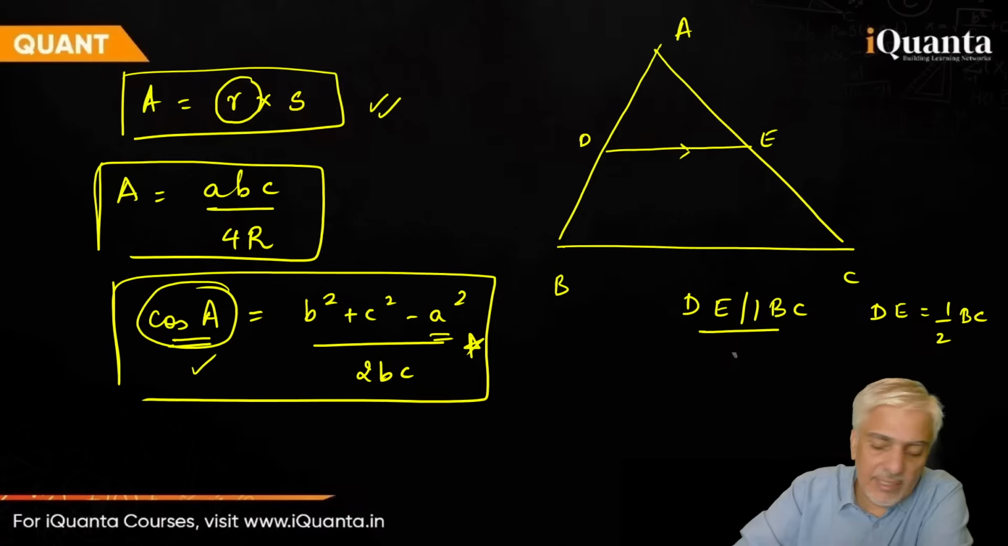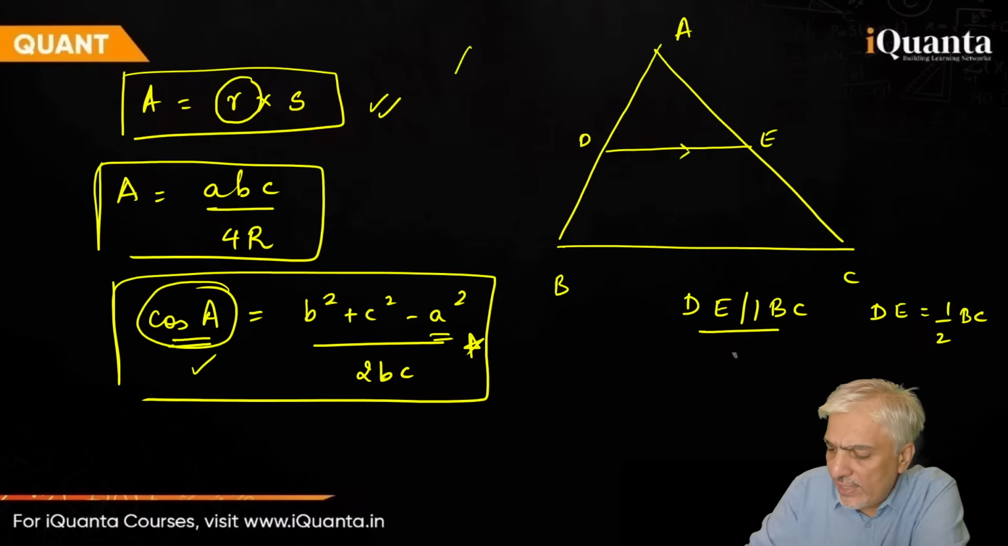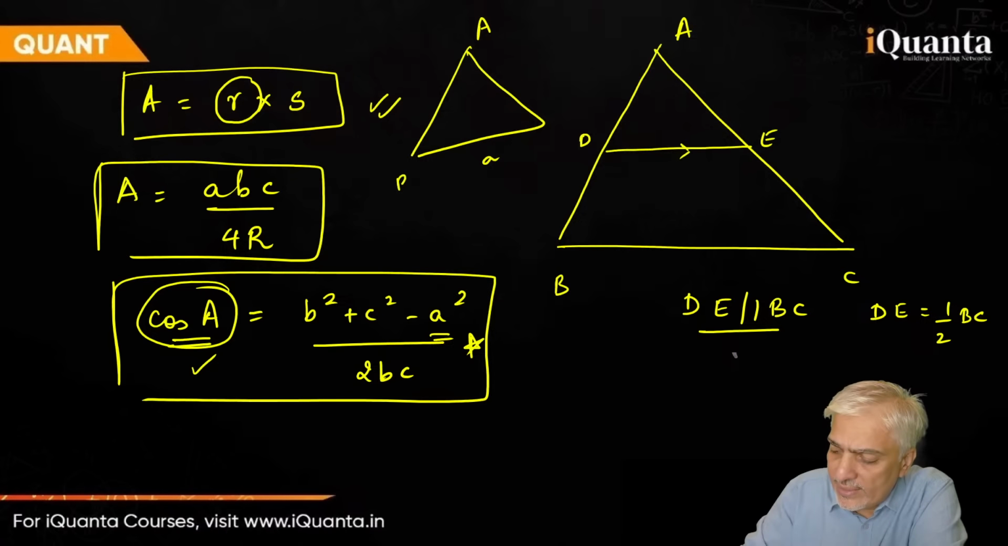Can you draw ABC? Take any triangle. Suppose I take a triangle ABC. So if this is capital A, this is small a. This is capital B, this is small b. This is capital C, this is small c. Then this becomes the formula.